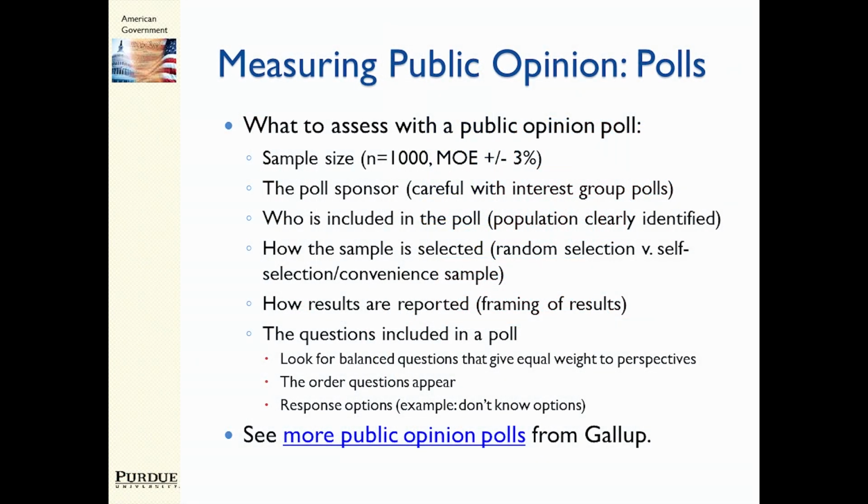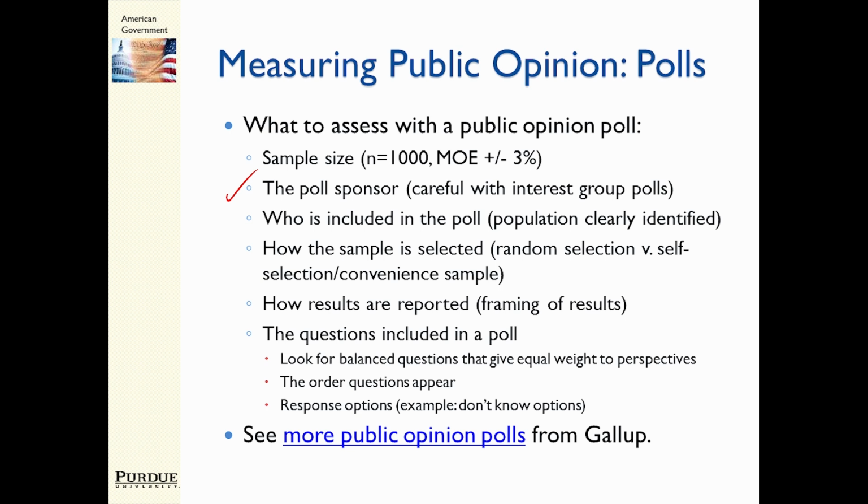So what should you be assessing with a public opinion poll? Well, there are a couple of things. First, you want to look at the sample size. An N of 1,000 gives you a margin of error, in this case MOE for abbreviation, at about 3%. You also want to look at the poll sponsor. You want to be careful with interest group polls. Interest groups, for example, as we've talked about, like the National Rifle Association, the Brady Campaign to Prevent Gun Violence, they have agendas, which oftentimes means that they might ask questions that encourage certain answers in a public opinion poll.